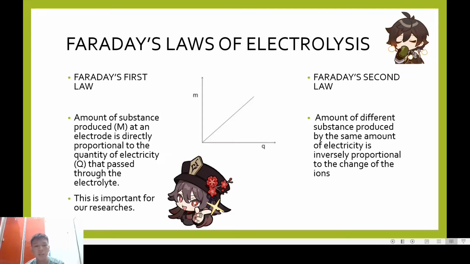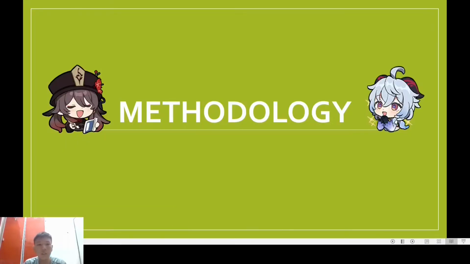Faraday's first law is important in our research because as the distance between electrodes increases, the internal resistance of the electrolytic cell also increases, causing the total current in the electrolytic cell to decrease. As the current decreases, the amount of substance produced will also decrease due to the decrease in the quantity of electricity that passes through the electrolyte. Now, moving on to methodology.